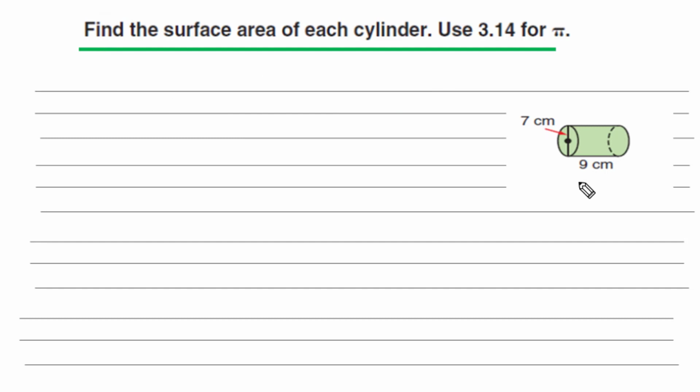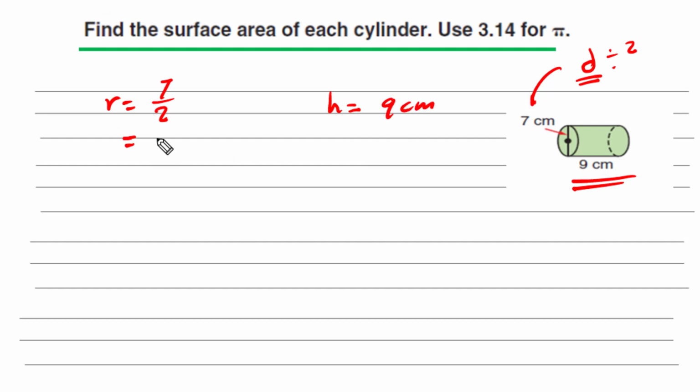Next, find the surface area of the cylinder. Ask yourself, r equals what and h equals what? R is equal to what? 7. It's wrong. Look, guys, 7 is the diameter, so you have to divide diameter by 2. So, the diameter is equal to 7, so r equals 7 divided by 2. And h equals what? H equals 9 centimeter. We can write 7 over 2 as 3.5 as a decimal.